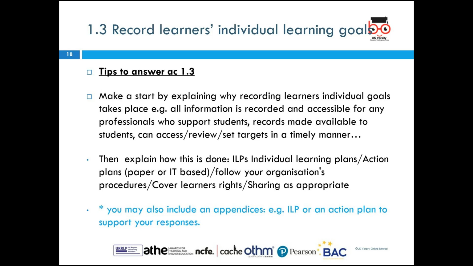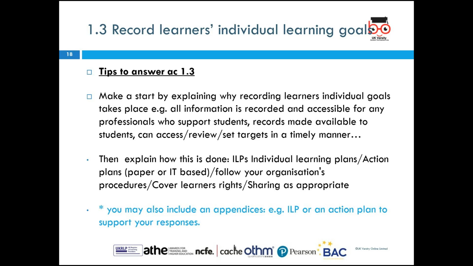And then just explain how this is done. So you just follow your individual learning plans. You're going to base it off your action plan. You're going to follow your organization's procedures. You're going to make sure that you're covering that right, so being inclusive, and that you're sharing it as appropriate with the appropriate members of staff. So it's just about 2 paragraphs, nice detailed ones in here.